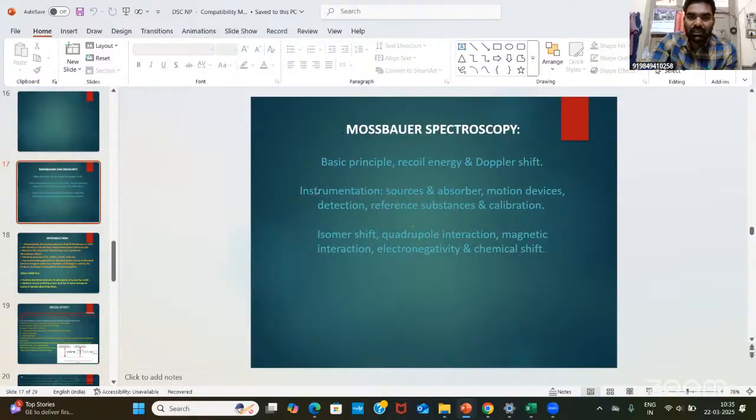And also in this Mössbauer spectroscopy, we are going to discuss the isomer shift, or we will say the chemical shift, and also quadrupole interactions and magnetic interactions, and also electronegativity and chemical shift. So let us dive into the topic, Mössbauer spectroscopy.